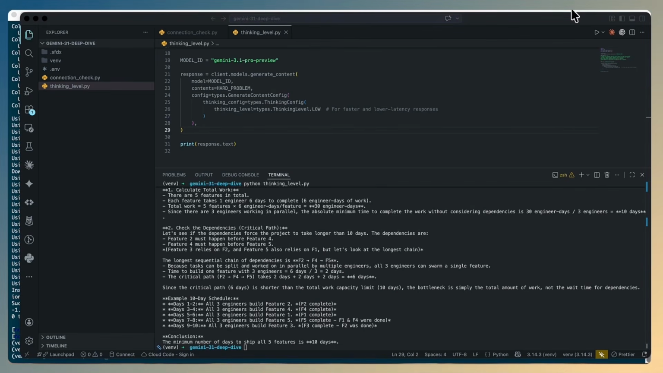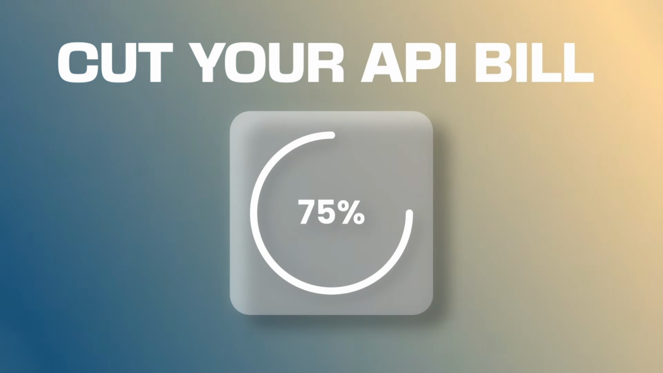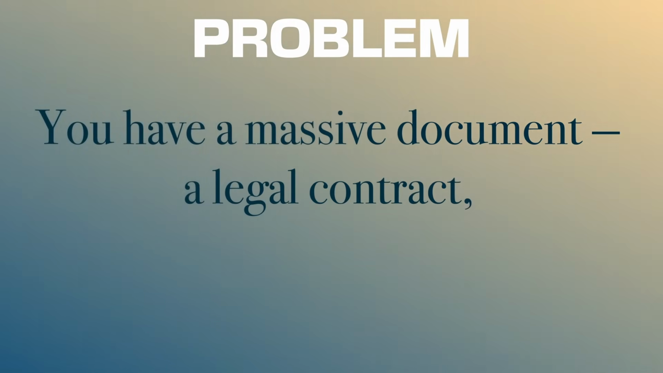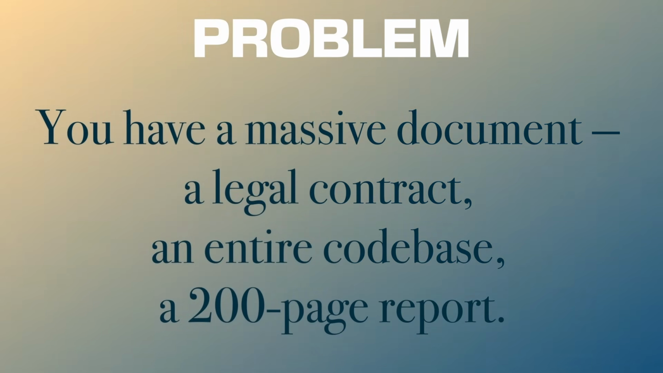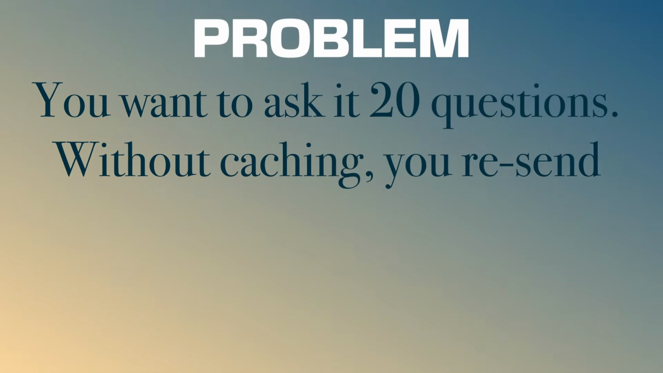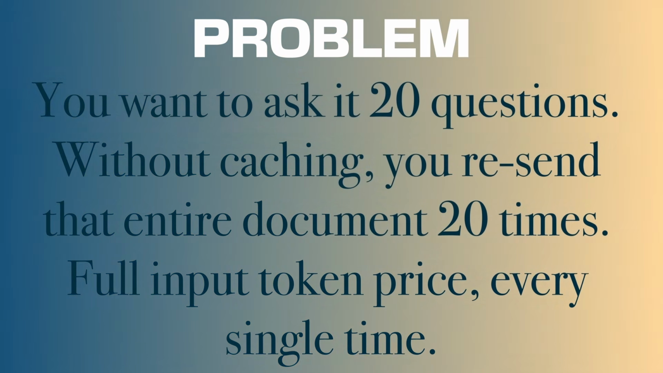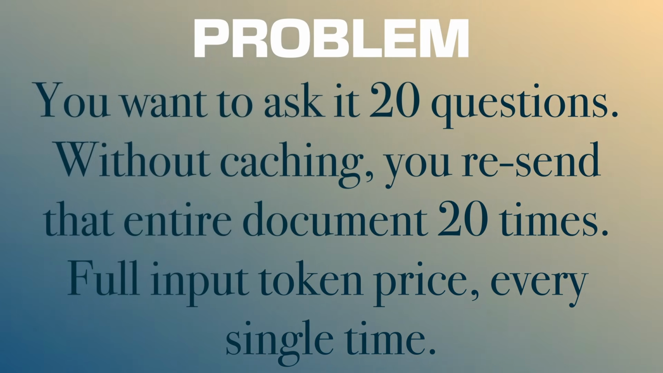Okay, with that, it's time to move to the next feature, which is context caching. This is a feature that can cut your API bill by up to 75% if you are building the right kind of app. Let's understand the problem. You have a massive document, a legal contract, an entire code base, or a 200-page report, and you want to ask it 20 questions. Without caching, you resend the entire document 20 times. Full input token price every single time.